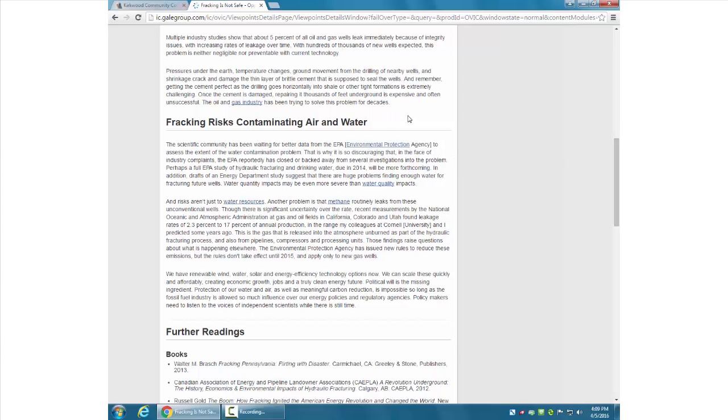Pressures under the earth, temperature changes, ground movement from the drilling of nearby wells.